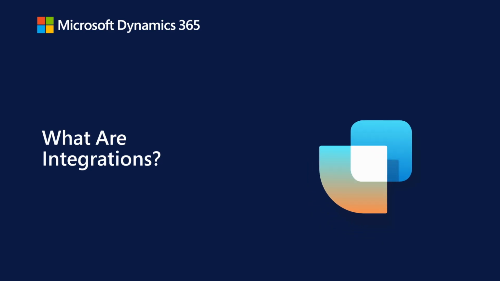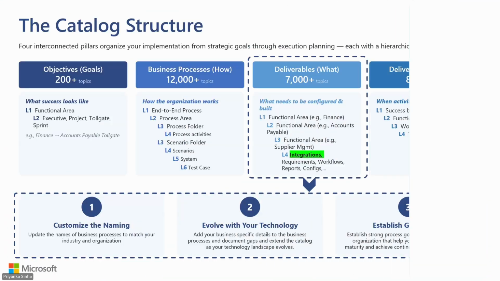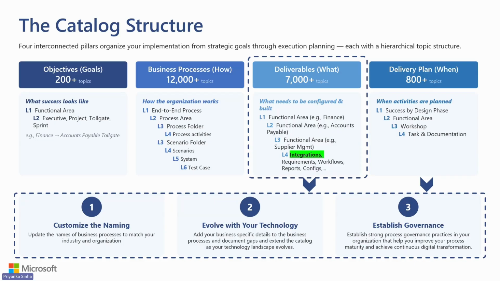So let's start. What are integrations in the context of business process catalog? If you have attended previous Tech Talks in this series, you will know that a catalog has a structure. Let me quickly orient you where integrations live within that structure. So this is the catalog structure at a high level, four interconnected pillars: objectives, business processes, deliverables, and the delivery plan. The key thing to orient on here is that integrations live in the deliverable tree. That's where we are focused today.